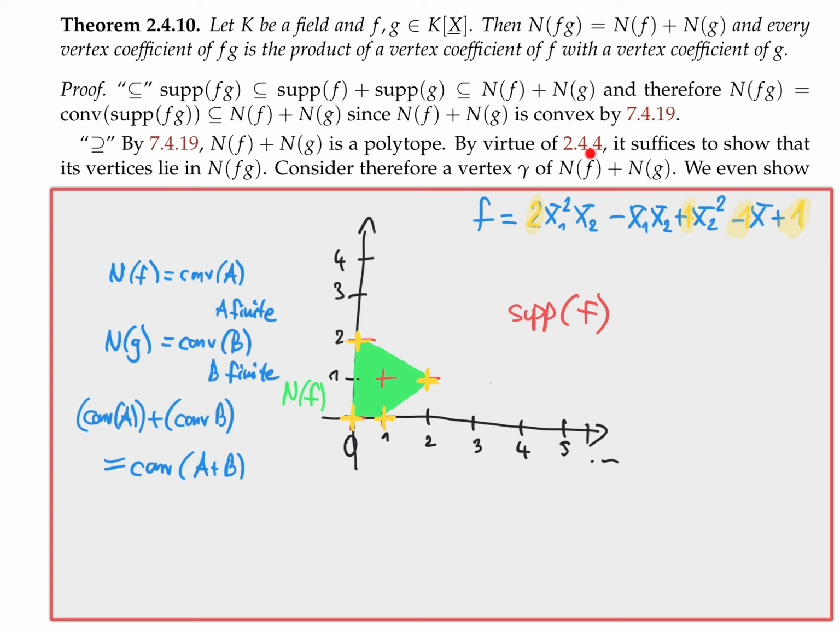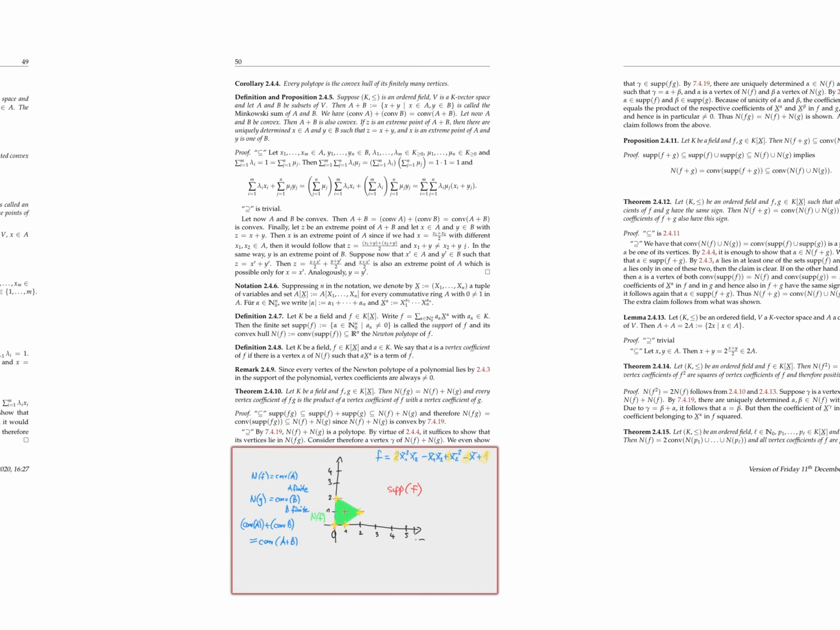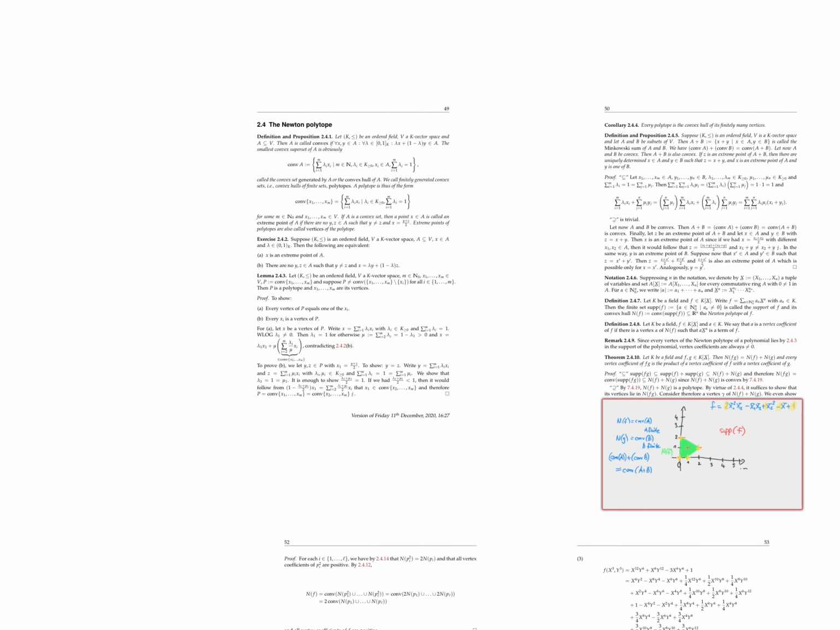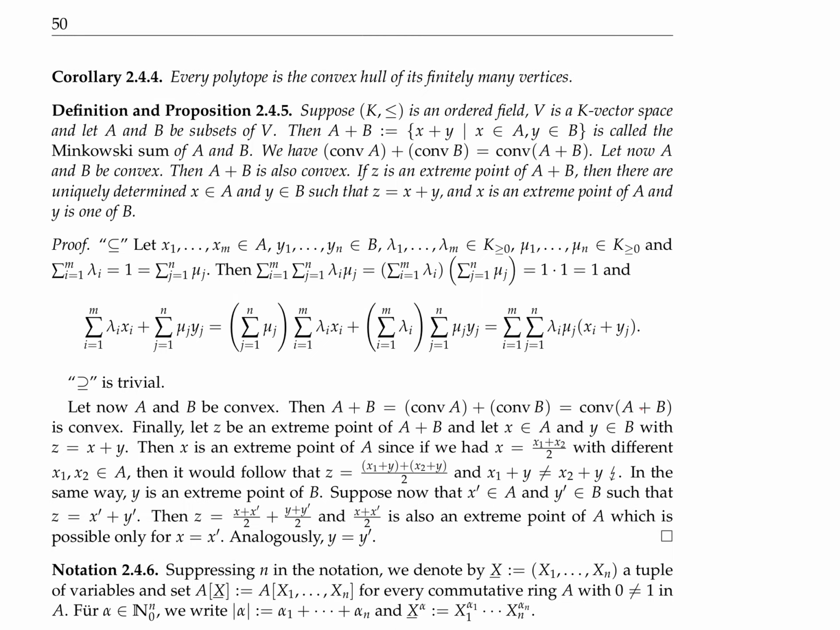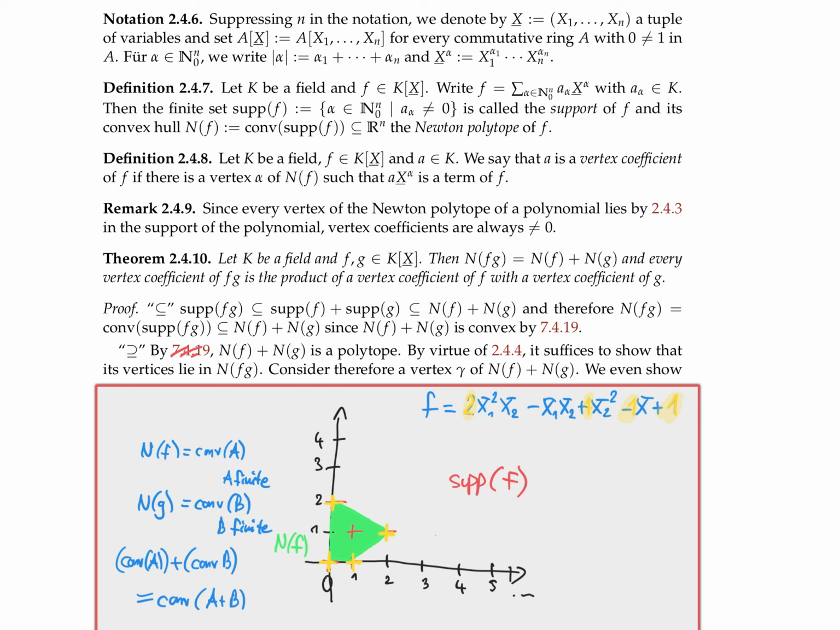I quoted here 7.4.19, but that doesn't make too much sense. No, 7.4.19 we didn't yet have, right? So what we certainly meant here, for this fact, must be 2.4.5. I'm sorry for that. By 2.4.5. Okay, I have to correct this.